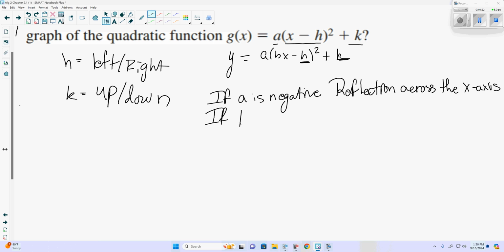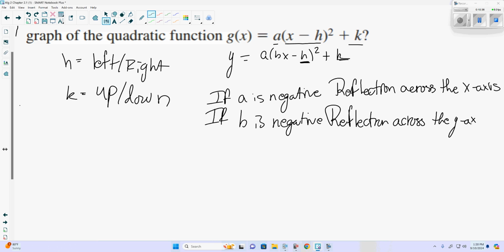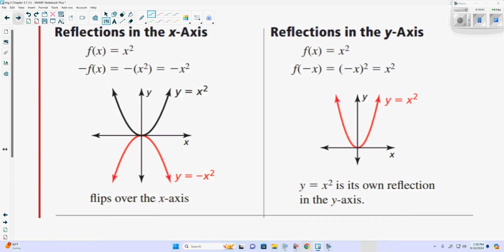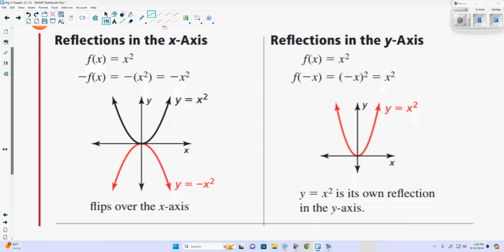So can we tell that distinction there? If it's outside the parentheses, it's across the x. If it's inside the parentheses, it's across the y. Now the one they're showing us here across the y ends up graphing or reflecting onto itself, so we don't really see any reflection. But there is a reflection across the y-axis.